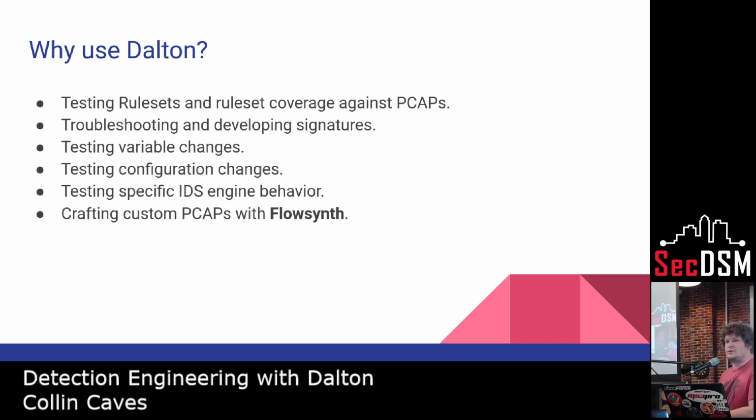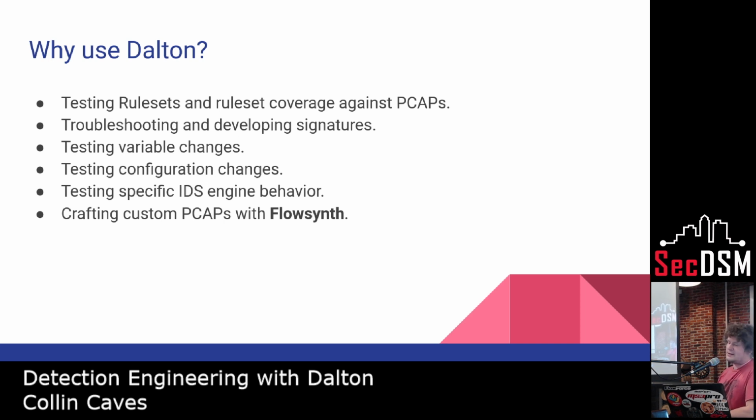Troubleshooting and developing your own signatures in your environment. You might have samples that you're worried about that haven't hit a public rule set. Making sure that those are working. Testing variable changes. Maybe you're adding more web servers, and you have to add those web server IPs to your IDS config. You can run some known alerts you've received in the past against your new config changes, and if you don't get what you're expecting, there would be a problem.